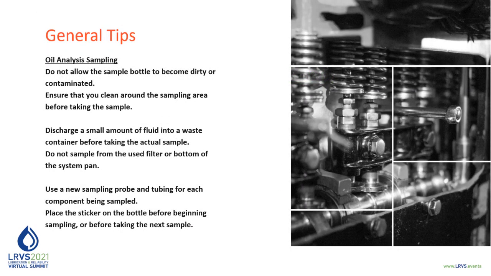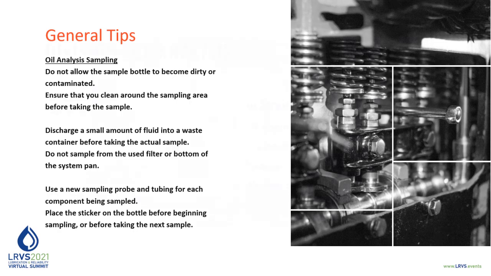Now, some general tips. Don't allow the sample bottle to become dirty or contaminated. You ensure that you can clean around the sampling area before taking any samples, and discharge a small amount of fluid into a waste container before taking an actual sample. And don't sample from a used filter or the bottom of a system pan. There's going to be materials down there that aren't indicative of the overall process. You want to use new sampling probes and tubing after each component being sampled. Make sure that you label all your samples accordingly.